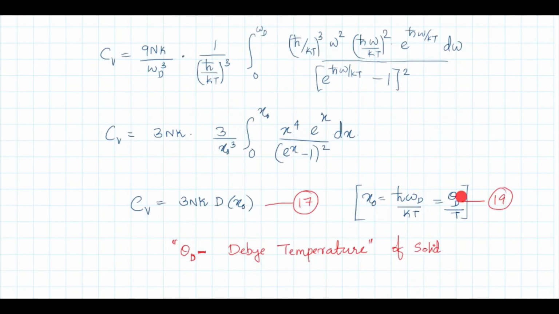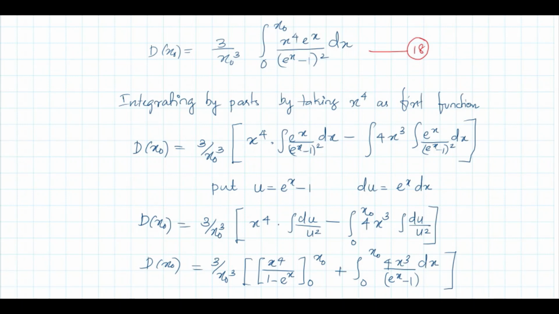The value of x naught is theta D by T, which is equation number 19, and C_V is 3Nk D of x naught, equation number 17. Okay, you can do an integration by parts for this function by taking x raised to 4 as the first function. So 3 by x naught cube is outside. The first function is x raised to 4, times the integral of the second, so the integral of e raised to x by (e raised to x minus 1) the whole square dx, minus the integral of the derivative of the first, x raised to 4, whose derivative is 4x cube, into the integral of the second function.